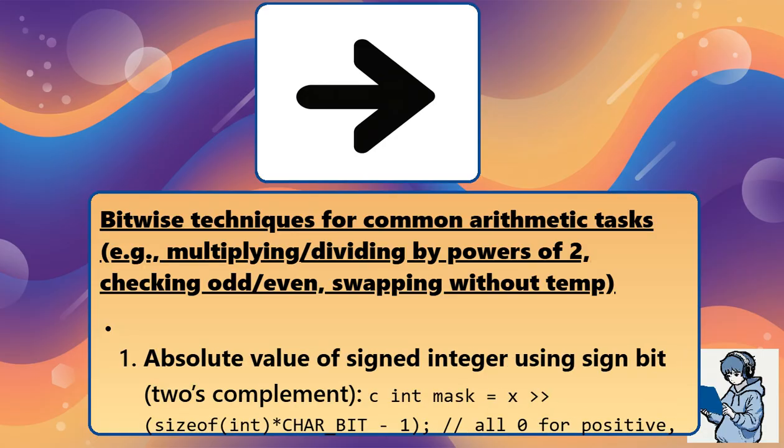Absolute value of a signed integer using the sign bit and 2's complement. int mask equals x right shift (size of int multiplied by CHAR_BIT minus 1), all 0 for positive, all 1 for negative. int abs_x equals (x plus mask) XOR mask, equivalent to x less than 0 ? negative x : x.